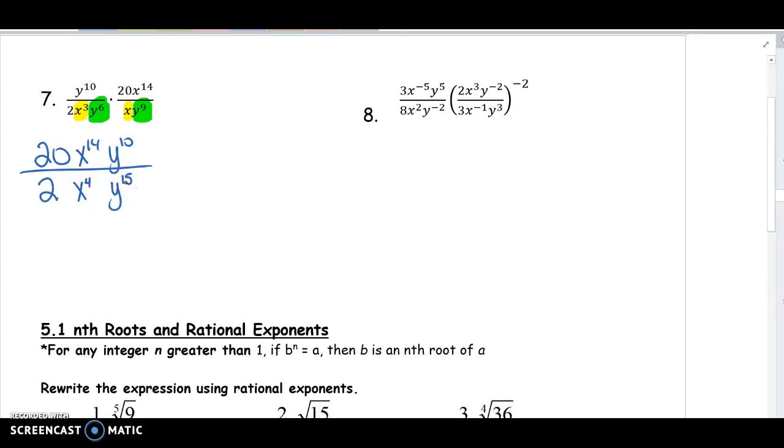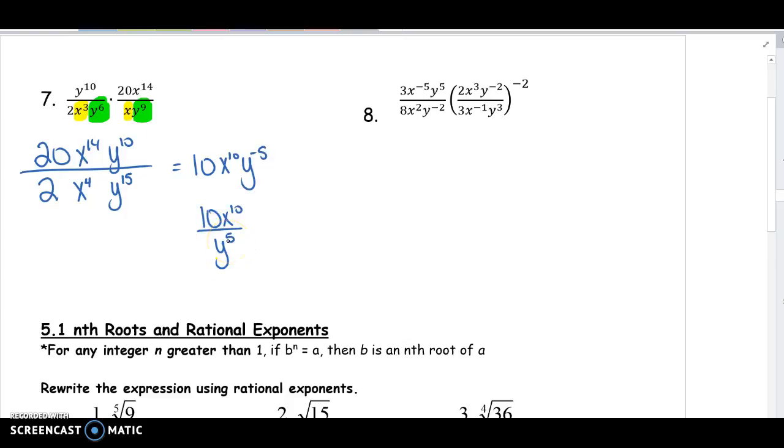And now it's a problem just like we did before. What's 20 divided by 2? 10. X to the 14th divided by x to the 4th. 14 minus 4 is 10. So this is x to the 10th. Or think of it as the 4 factors of x on the bottom cancel out 4 of the 14 on the top, leaving you with 10 factors of x on the top. For the y's, 10 minus 15 is -5. And then you put that on the bottom, so you have 10x to the 10th over y to the 5th.